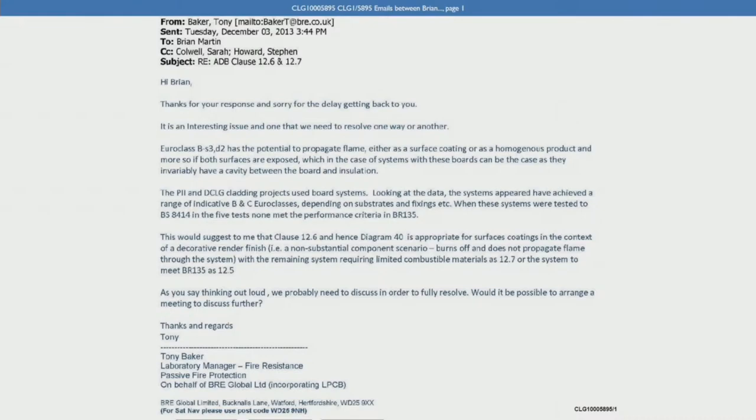Yeah. And then he goes on to say, this would suggest to me that clause 12.6 and hence diagram 40 is appropriate for surfaces coatings in the context of a decorative render finish, i.e. a non-substantial component scenario, burns off and doesn't propagate flame through the system, with the remaining system requiring limited combustible materials as 12.7, or the system to meet BR135 as 12.5. Now, the words that would suggest to me is what he says, but do you agree with what he goes on to say in his thinking? I mean, he's saying that it's appropriate for those systems. He's not saying what it's not appropriate for. So it's really only part of the issue, I think, that he's discussing there.